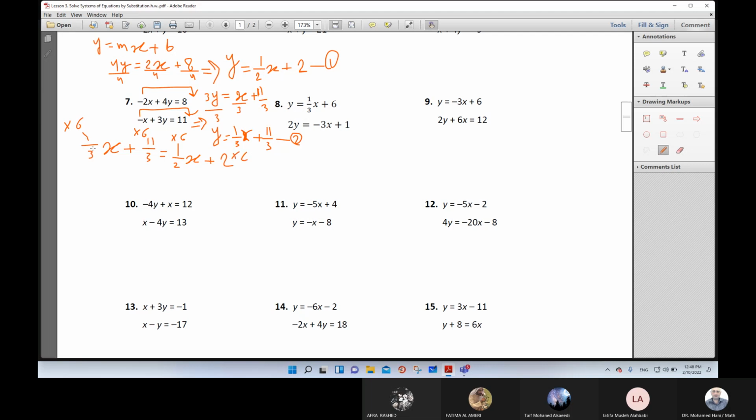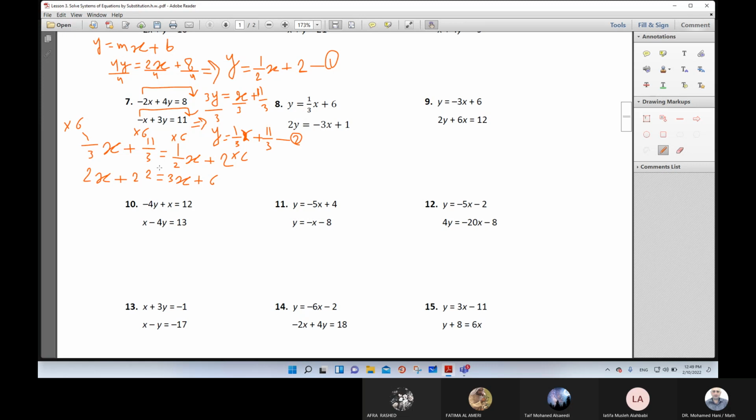6 times 1 is 6, divided by 3 will be 2x, plus 6 times 11 is 66, divided by 3 will be 22. 6 times 1 is 6, divided by 2 will be 3x, plus 2 times 3, 6.